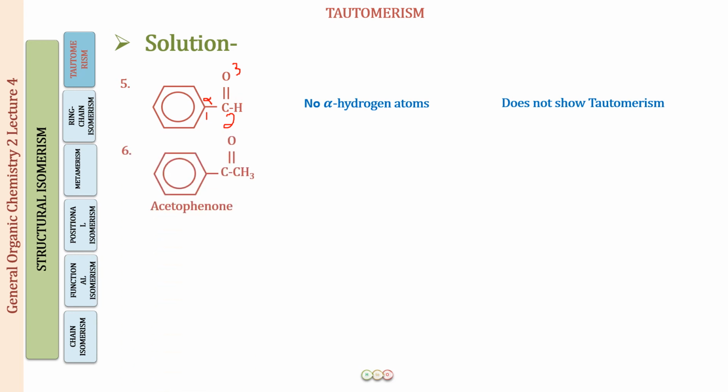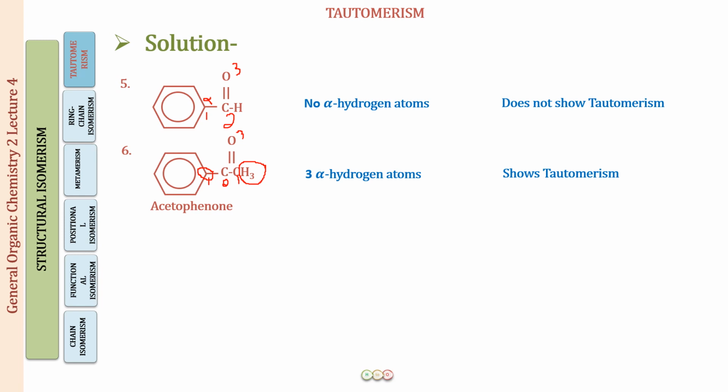So the next structure is acetophenone. Let us see. This is my 3, this is my 2, this is my 1, and this can be my 1. Here you can see that we have 3 alpha hydrogens. This carbon again will not be having any alpha hydrogen. So the total number of alpha hydrogens is 3, and therefore this compound is going to show tautomerism, but the tautomerism is going to be on the methyl end.